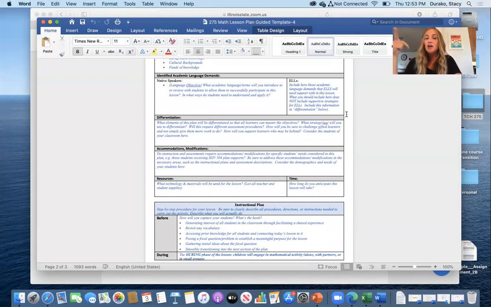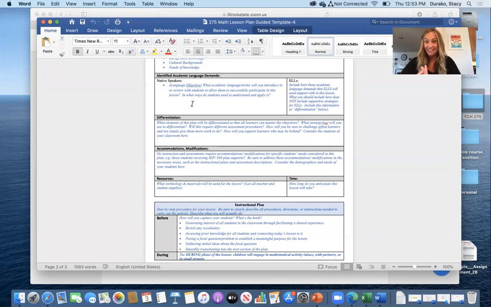So here include those academic language demands that ELLs will need support with in this lesson. So don't tell me how you're going to support, but what academic terms are you going to need to reintroduce or introduce to your English language learners.